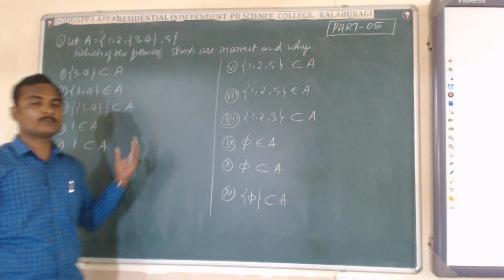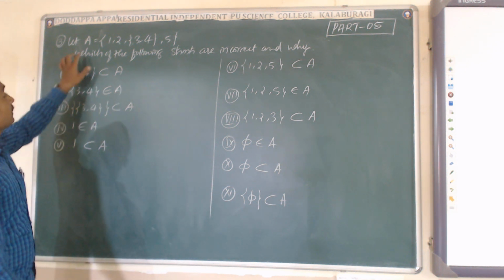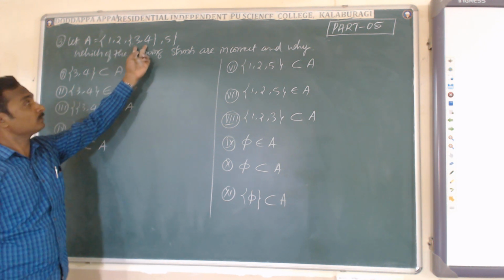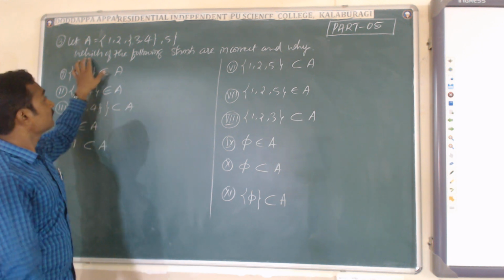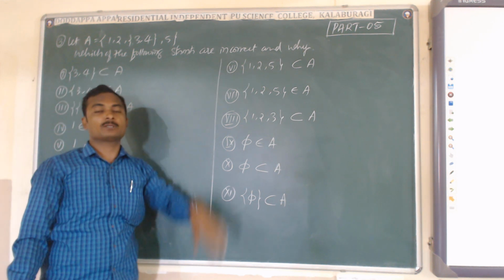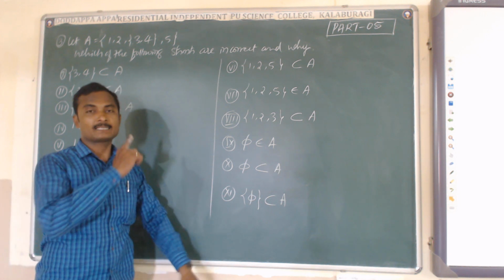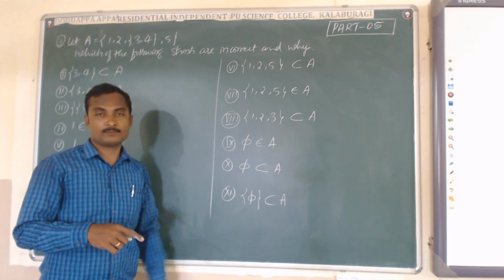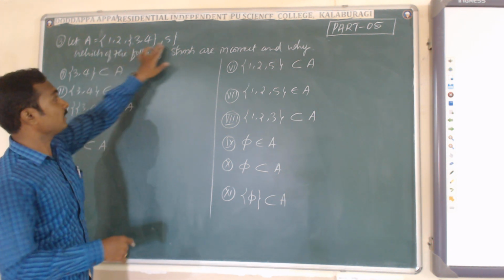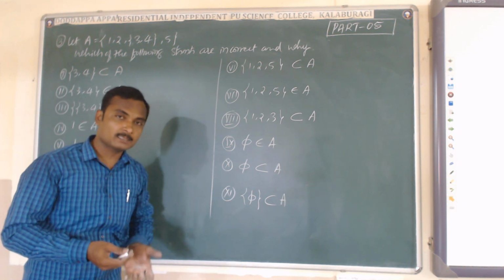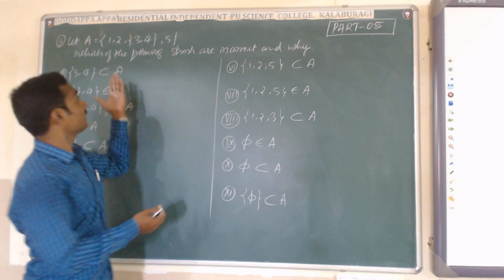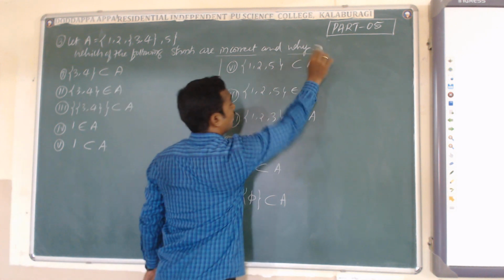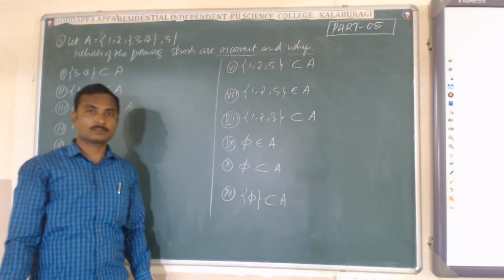Okay students, so one more example is given. If set A equals 1, 2, the set which contains 3, 4, comma, 5, then which of the following statements are incorrect and why? The set contains the elements 1, 2 and 5, and also contains the element which is a set 3, 4. Now we have to find which of the given statements is incorrect, and tell the reason why it is incorrect.